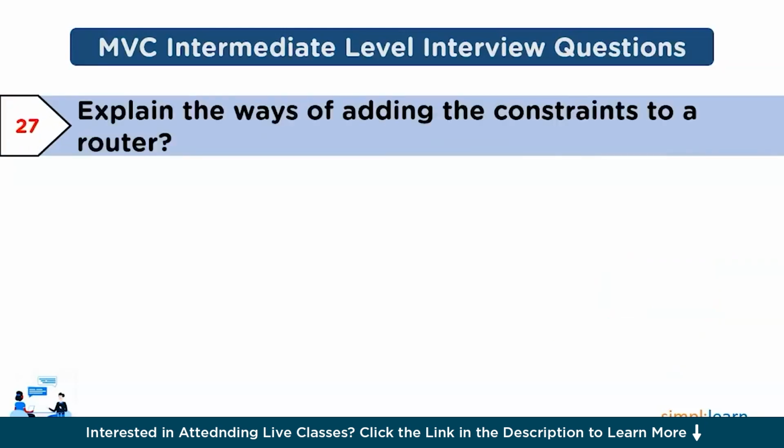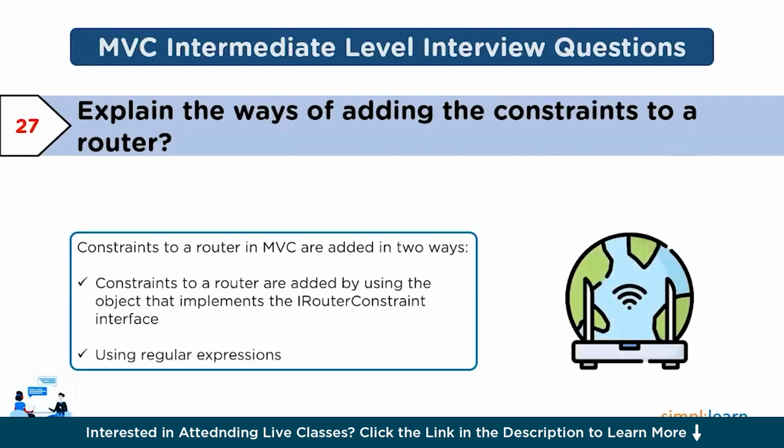Explain the ways of adding the constraints to a router. Constraints to a router in MVC are added in two ways: using the object that implements the router constraint interface, or using the regular expressions.